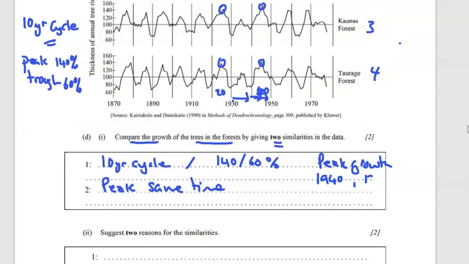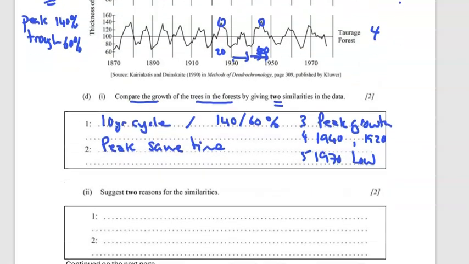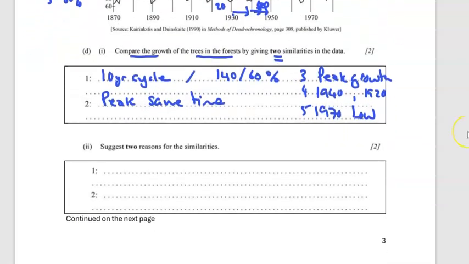1940s, 1920s. These were peaks of growth, and of course we have the 1970s where the growth was low. So these are similarities that you could have picked out. I think we found 5. Now the next part then asks you to suggest 2 reasons for these similarities.